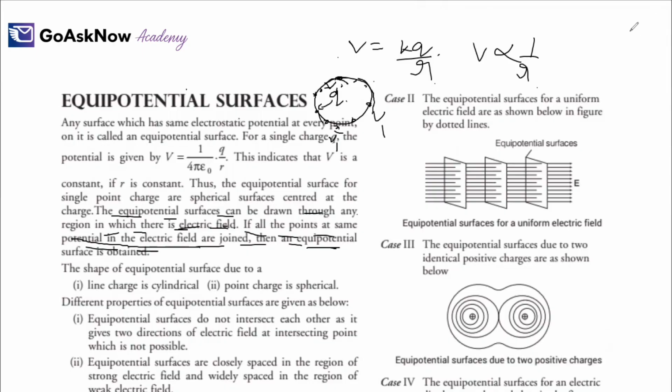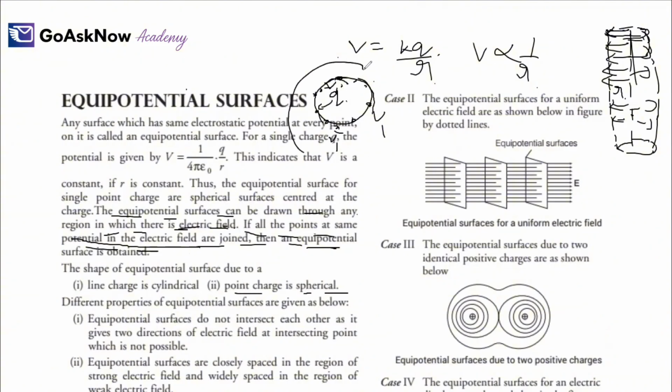The shape of the equipotential surface due to a line charge is cylindrical. If you have a line charge here, you can see that it has a cylindrical equipotential surface, because each point equidistant from it has the same potential, and it will form a cylindrical shape. So the equipotential surface for a line charge is in the shape of a cylinder, and for a point charge it is spherical, as I already told you.